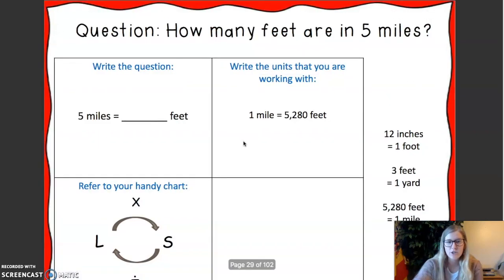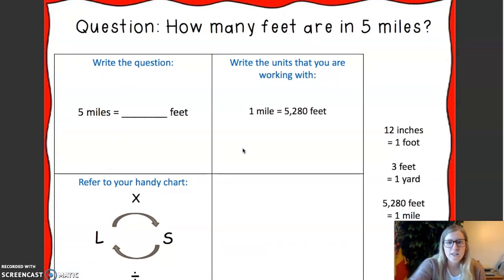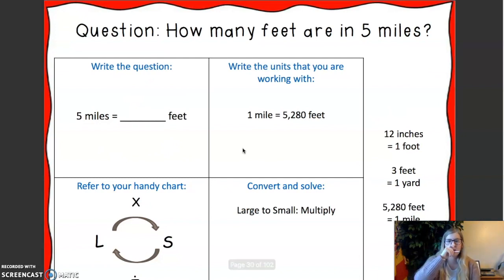So draw your little chart. Large to small, I multiply. Small to large, I divide. Okay? Large to small, I multiply. Small to large, I divide. Okay? And then we're going to convert and solve.